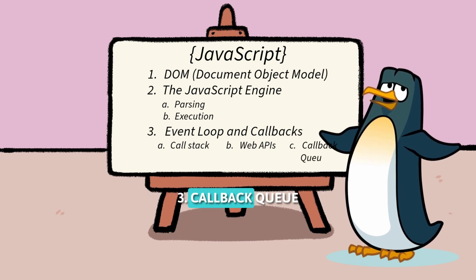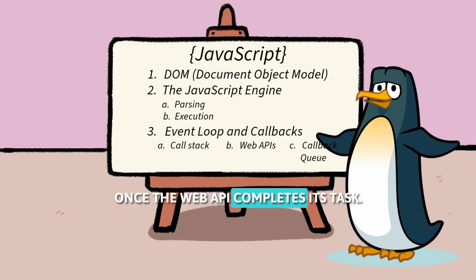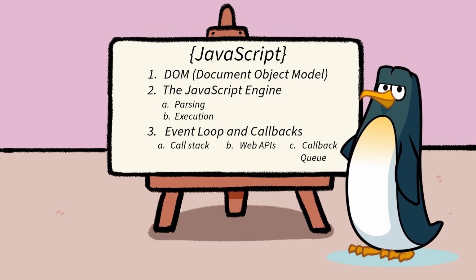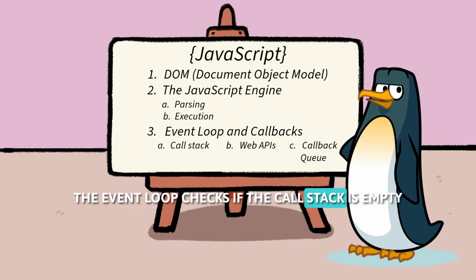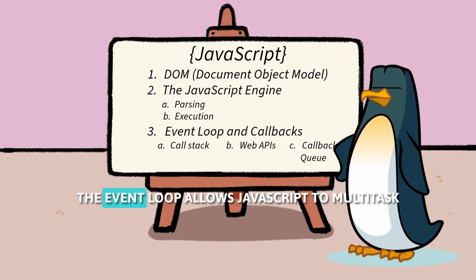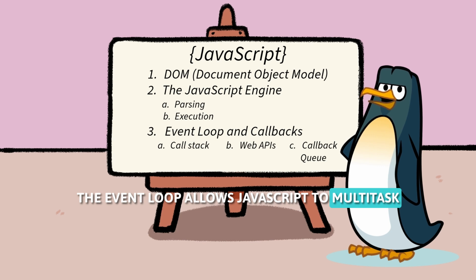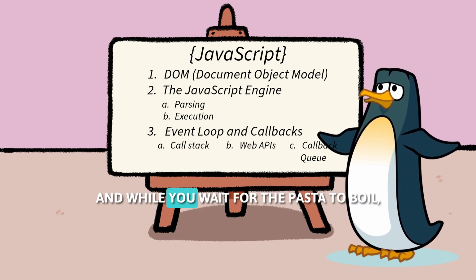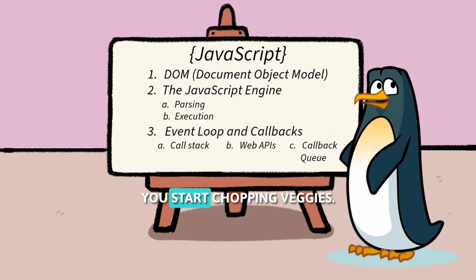Third is callback queue. Once the web API completes its task, it adds a callback function to the queue. The event loop checks if the call stack is empty and, if so, pushes the callback to the stack. The event loop allows JavaScript to multitask without actually multitasking. It's like when you're cooking, and while you wait for the pasta to boil, you start chopping veggies.